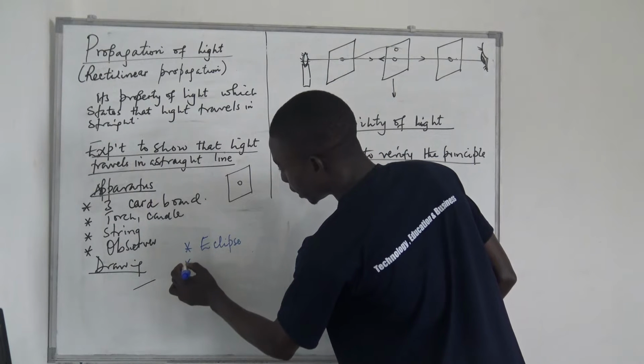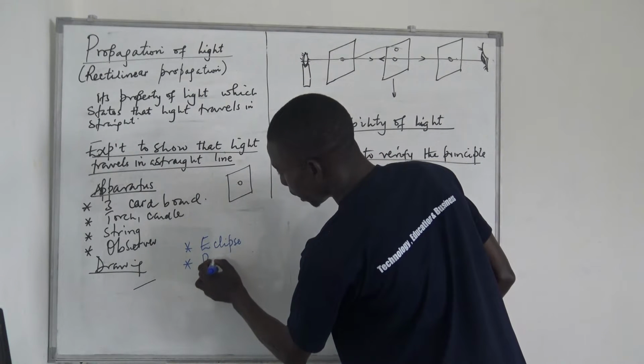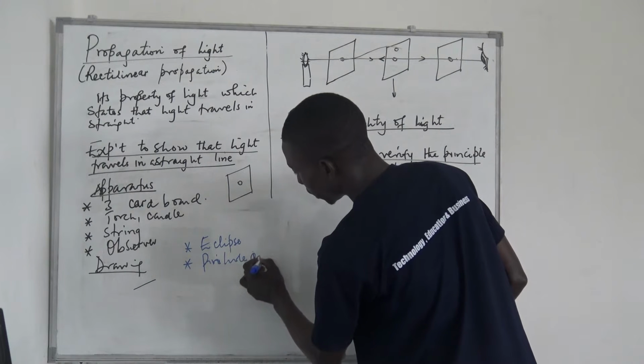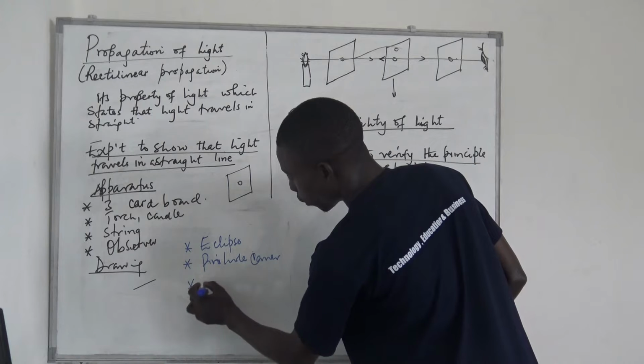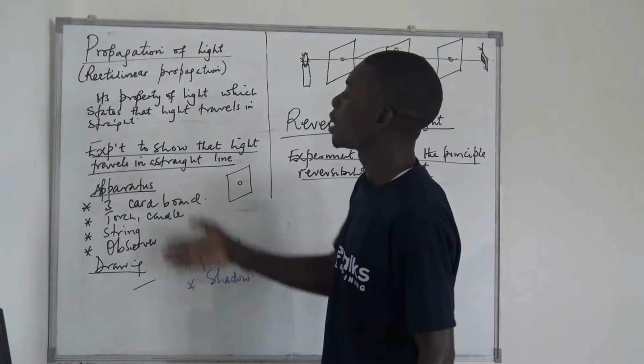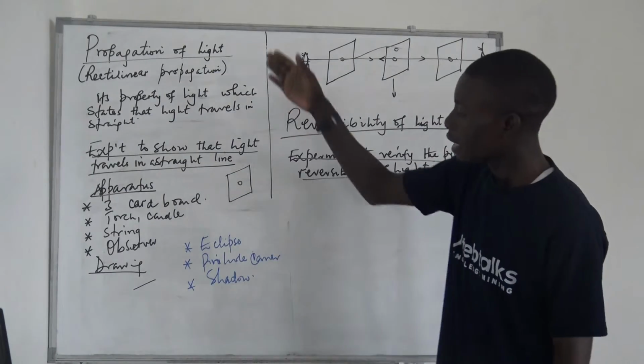You can look at pinhole camera, okay? Pinhole camera, and then you can look at formation of shadow. All those use the same idea. Is that okay? Under the linear propagation of light.